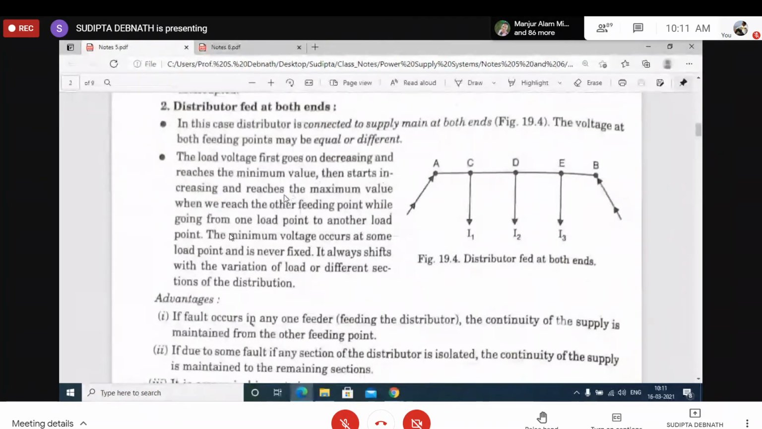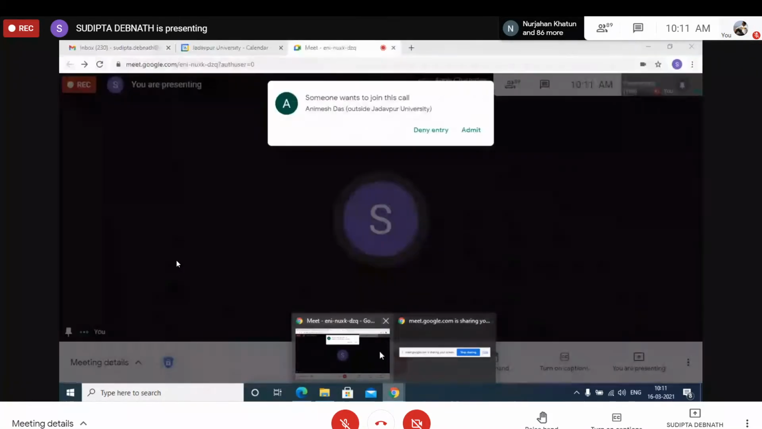So the load voltage first goes on decreasing, reaches a minimum value, then again goes on increasing and reaches the maximum value. Here and here the voltage is maximum. Somewhere in between the voltage is minimum. The minimum voltage occurs at some load point and is never fixed. It always shifts with the variation of load because it will depend on the load.